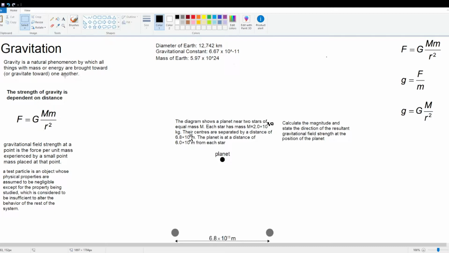Any object that has mass is going to have a gravitational force on other objects. It doesn't matter how small, it could be as small as a tiny little particle. It doesn't matter how big, the Earth, Jupiter, the Sun, whatever. Any object that has mass, which is almost everything, is going to have a gravitational pull or gravitational force on other objects. Now, every object that has mass is going to create a gravitational field.